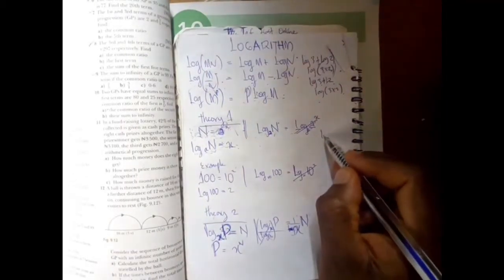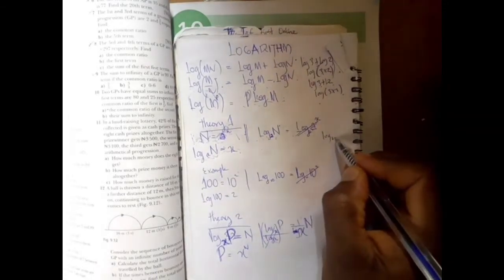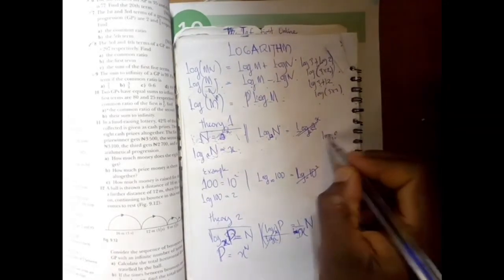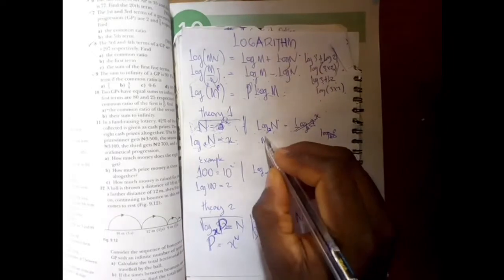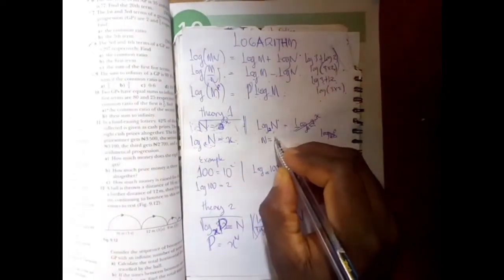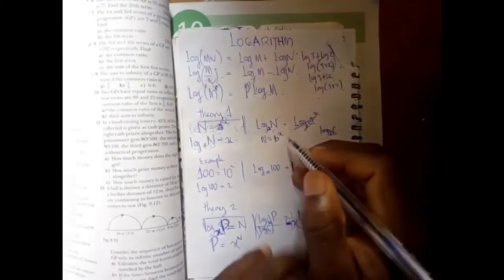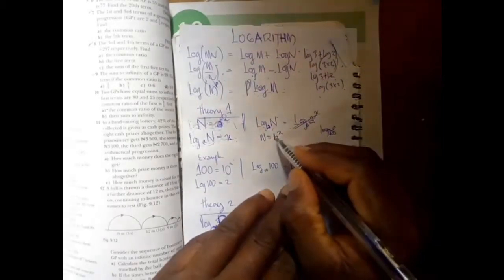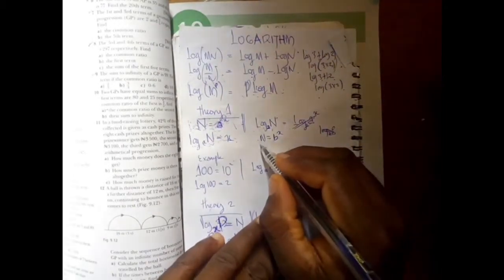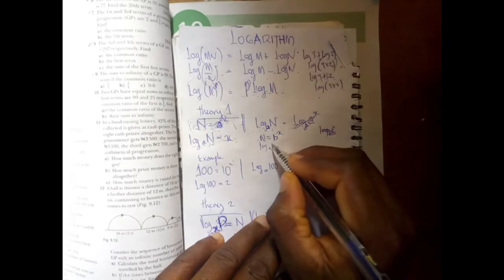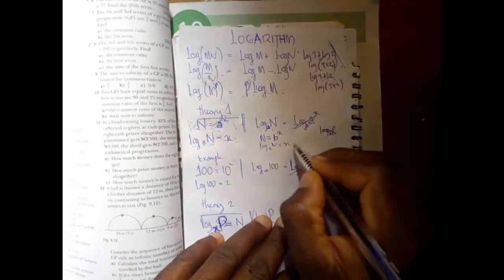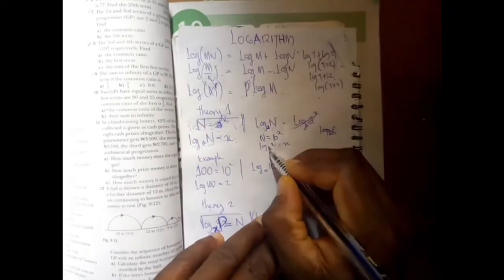So when you have n equals b to the power of x, you can't go and have something like log_a n equals x. No, it has to be b.